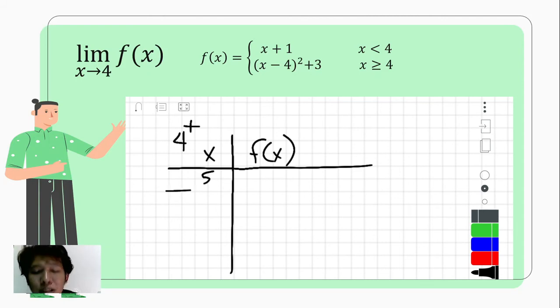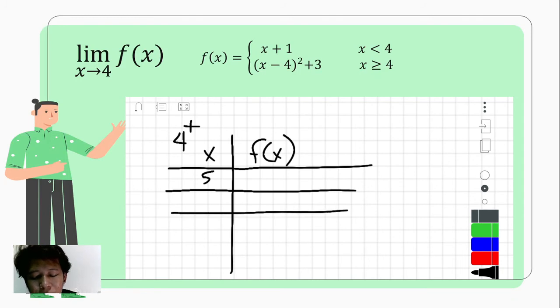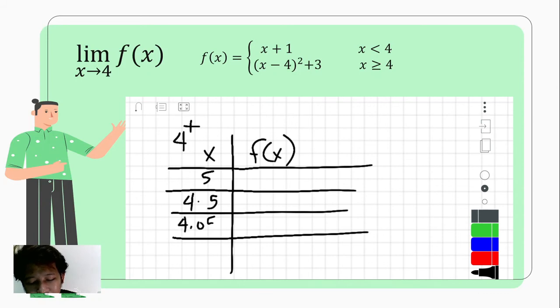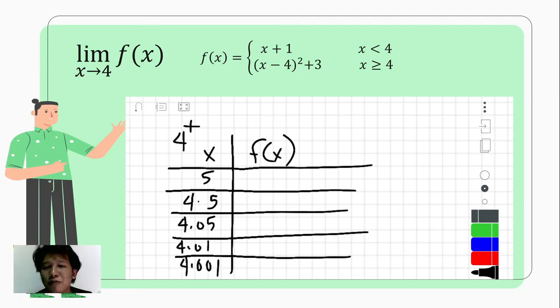And then palapit po ng palapit kay 4, so we would have 4.5, then we have 4.05, then we may have 4.01, then we have 4.001. Okay, so mas lumalapit po siya kay 4.